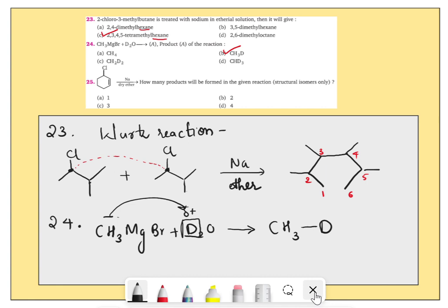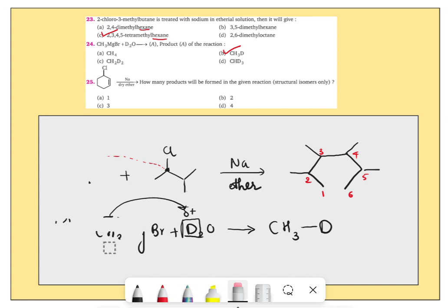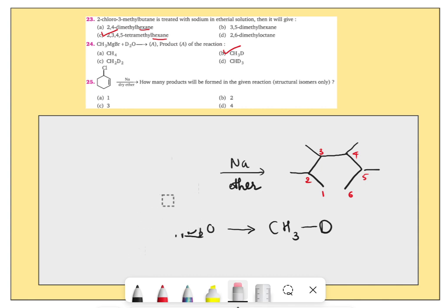Now, let's take the 25th question. There is a reactant given. It's basically a halocyclohexene molecule, right? It is reacting with sodium in ether. See, again you come across this reagent, right? So what will be the product? In fact, how many products will be formed in the given reaction? They're asking if there are any structural isomers.